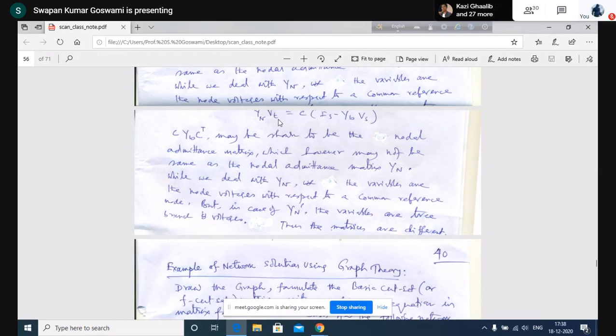So this is how the cut set matrix helps you in solving a network using the tree branch voltages as variables. This we have not done previously. Using the cut set matrix, we are doing this.